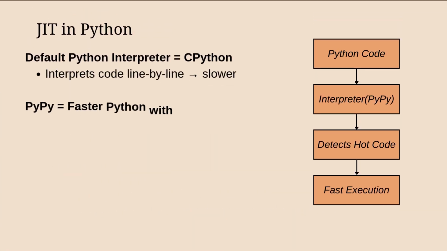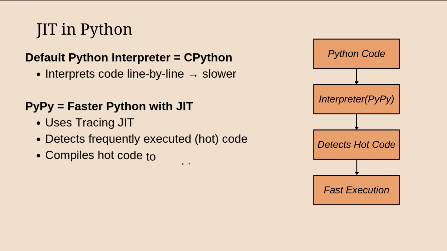JIT in Python. Python is known for being simple and easy to read, but not always the fastest when it comes to execution. By default, Python uses something called CPython, which is an interpreter. That means it reads the code line by line, which is slower compared to compiled code. That's where JIT compilation comes in to speed things up.